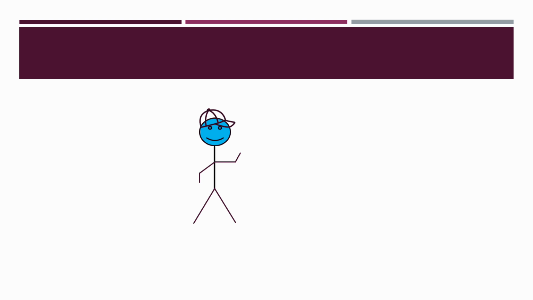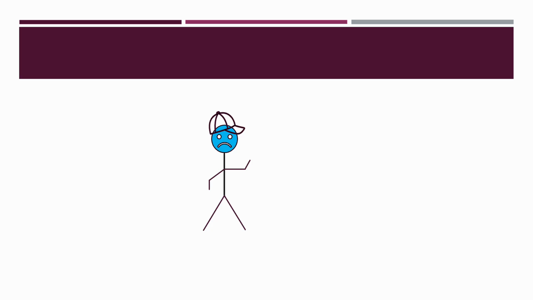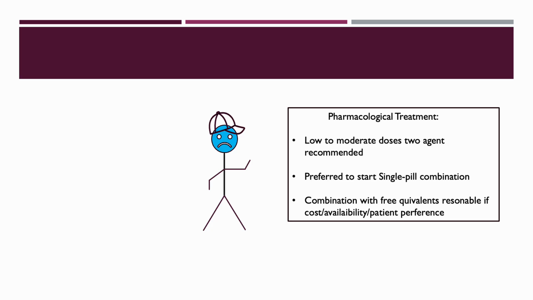Now, patients with stage 2, unlike stage 1 hypertension, need pharmacological treatment, regardless of underlying comorbids. We will be discussing how to select a particular agent in the coming slides. So let's see what treatment options we can offer Jerry at this stage.